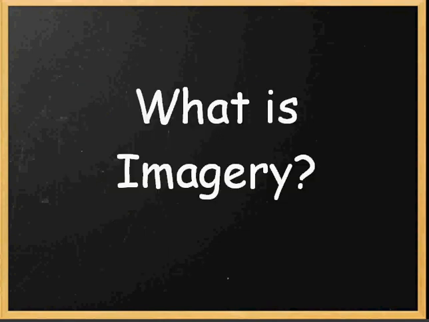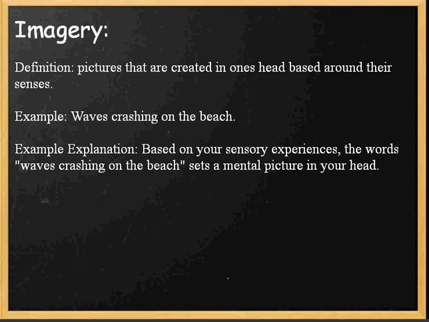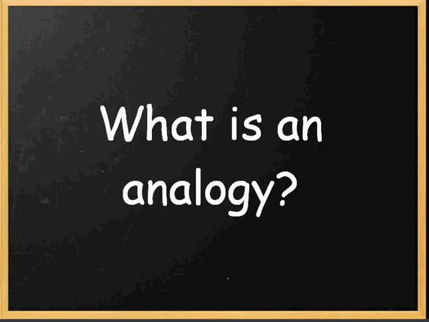So, what is imagery? Imagery simply is a picture that is created in one's head based around sensory details. One fairly easy example of imagery are waves crashing on the beach. Based around either past self-experiences, whether at a beach or not, imagery creates a picture in a person's head. So if I say a basketball player shooting a slam dunk, what are you thinking of now? That's imagery. The next topic we will be talking about are analogies.